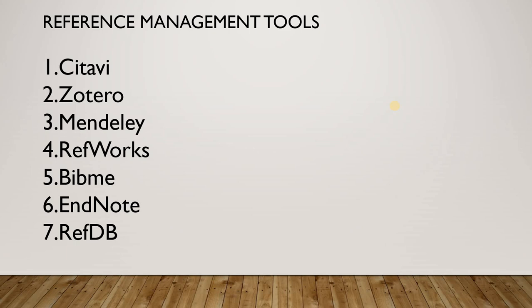No matter that it becomes clumsy, it's inexpensive. But there are so many tools available, reference management tools like Citavi, Zotero, Mendeley, RefWorks, BibMe, EndNote, and RefDB. I have been using Citavi, and Zotero I have started recently. Citavi I found very helpful. Say I open Citavi, I'll be using Citavi 6.0, and when I open it, I can import all those papers. The advantage is it will pull all the references, and I have a Word plugin also.